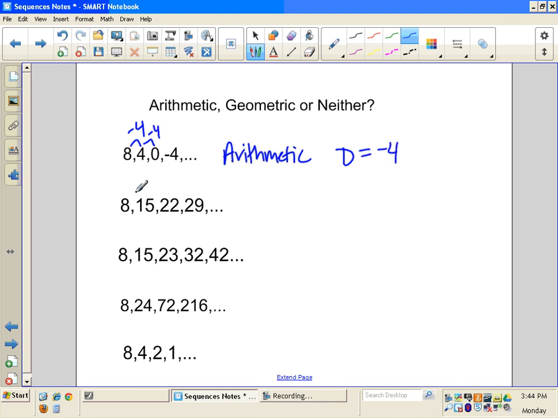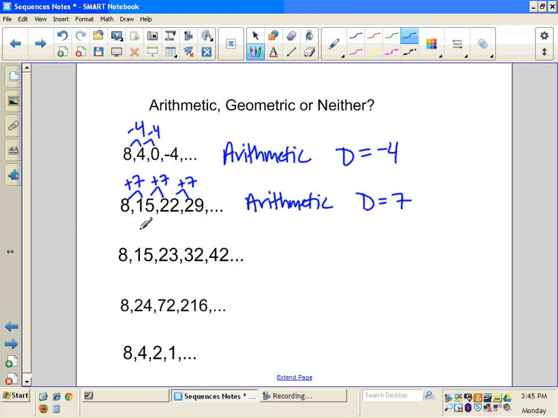If you look at this one, it looks like we're adding 7 each time. Does everyone agree with that? And so that's also arithmetic. And the common difference is 7.